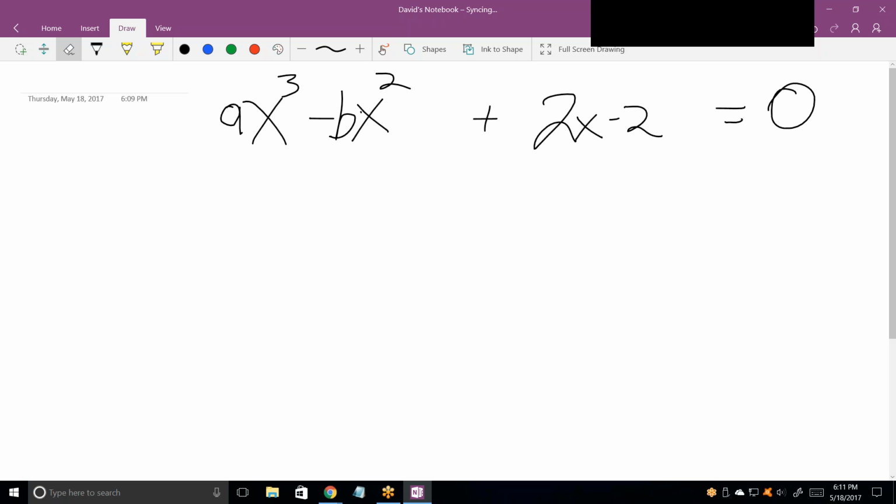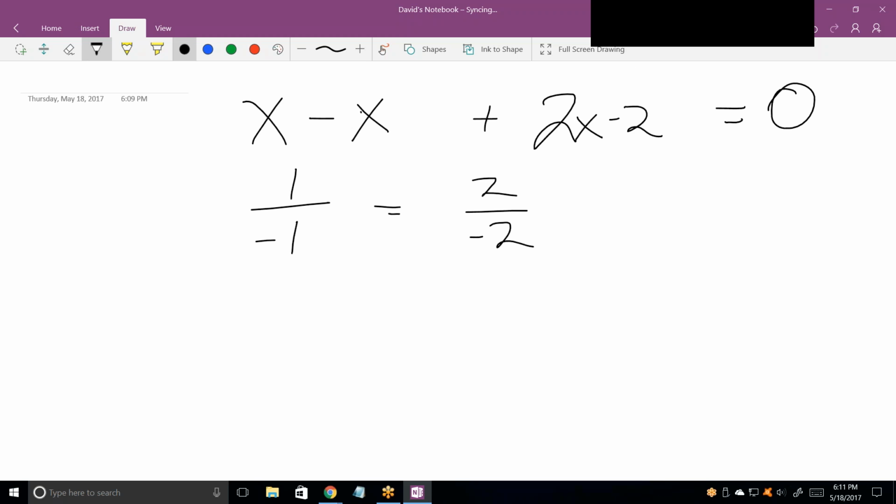I've got 1 over 1 equals 2 over 2. Well, it's 1 over minus 1 equals 2 over minus 2. And it has to be exact. In other words, you could not have 1 over 1 equals 1 over minus 1. That's not the same. It's got to be the same. So, if it is the same, then there is this particular technique called grouping that I can use.